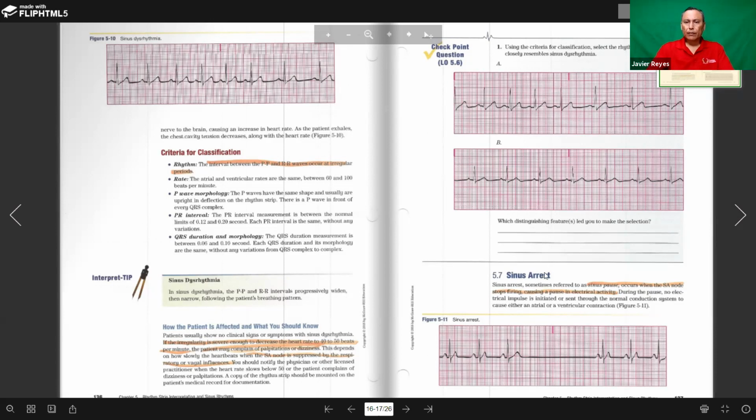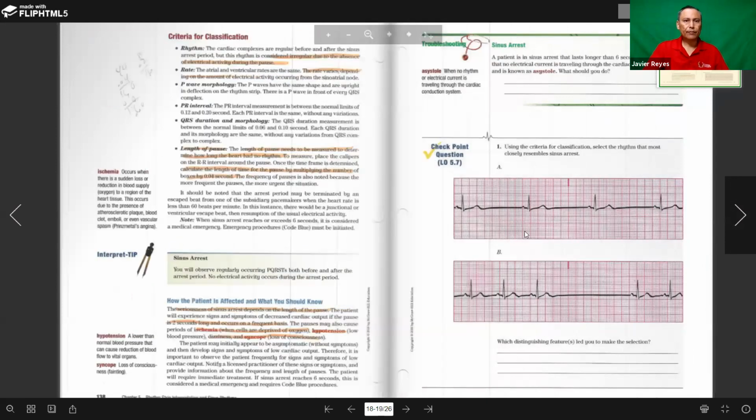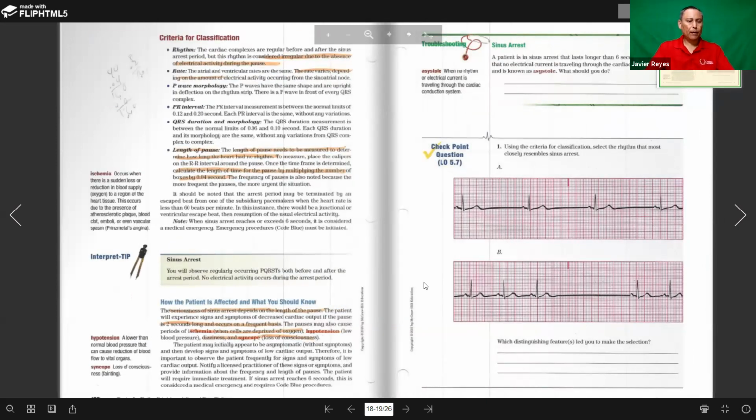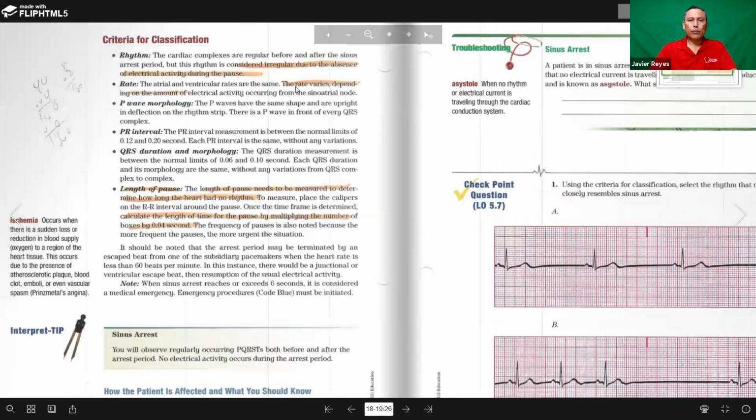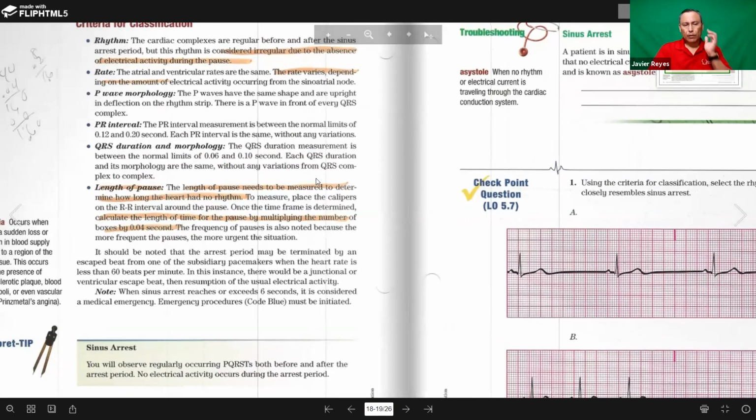But this is called sinus. What does sinus mean again? Not your sinuses like your nose. But what does sinus mean? It means that the electrical impulse is coming from your SA node. Okay, don't forget that. That is very critical that you remember this, so that when you see sinus before a rhythm, you know that the signal is coming from the SA node, all right?